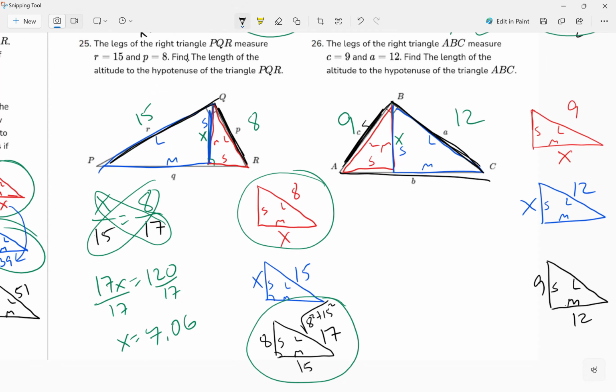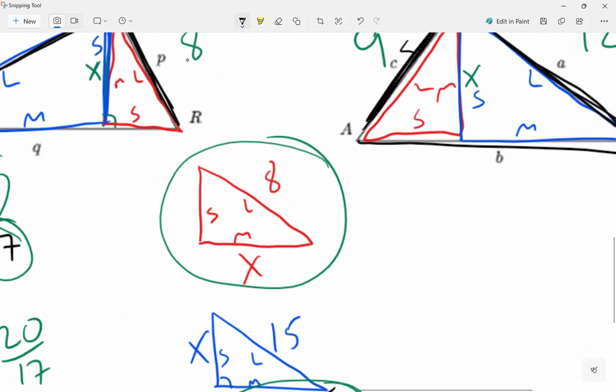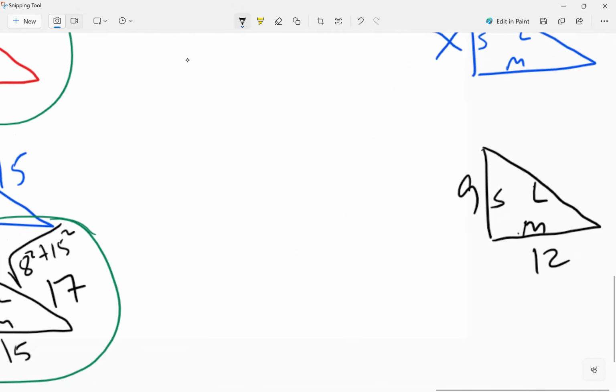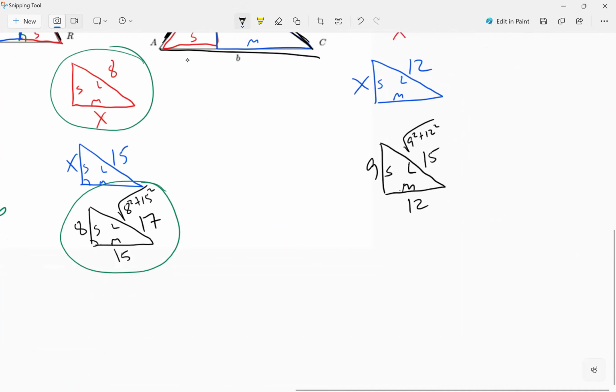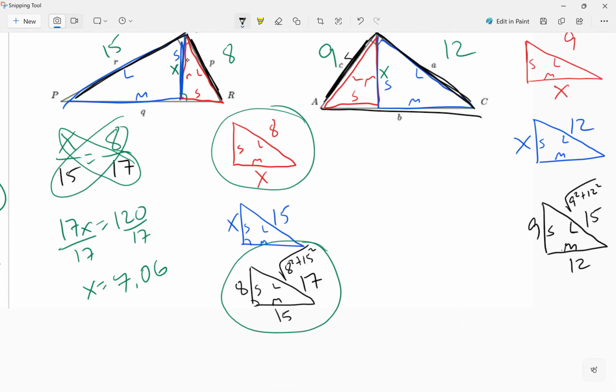So I see on the red triangle, I have medium and large. On the blue triangle, I have small and large, not the same things. And for the black triangle, I have small and medium. The black triangle is all numerical, so I can solve for the large side. I'm going to do the square root of 9 squared plus 12 squared. According to my calculator, that gives me 15. So I know the three sides of the black triangle are 9, 12, and 15.